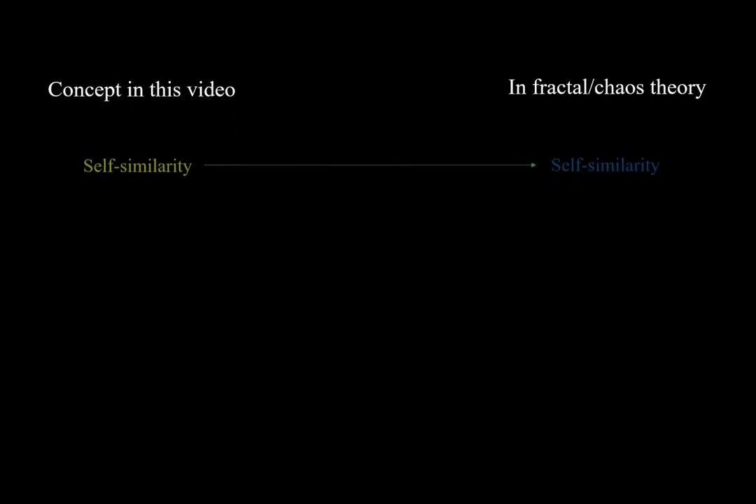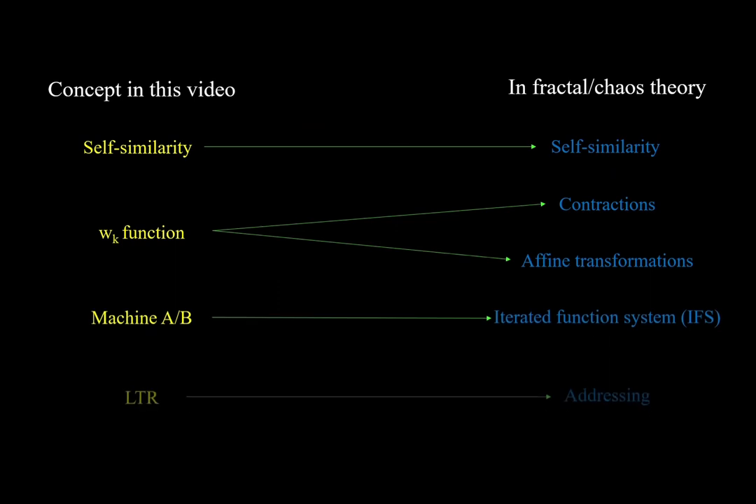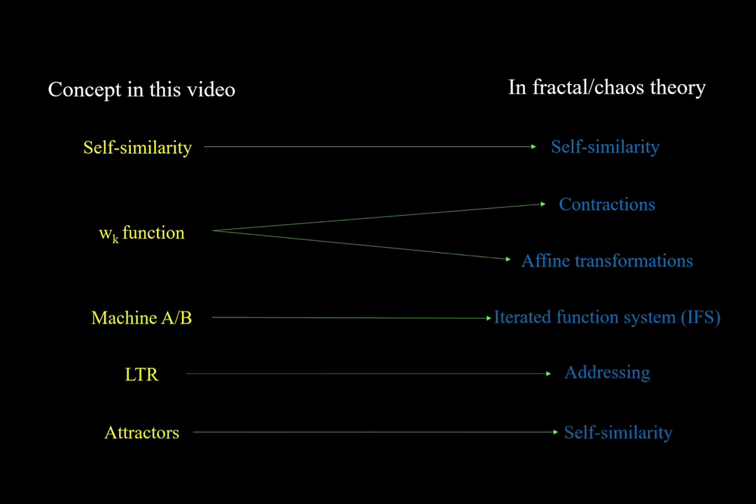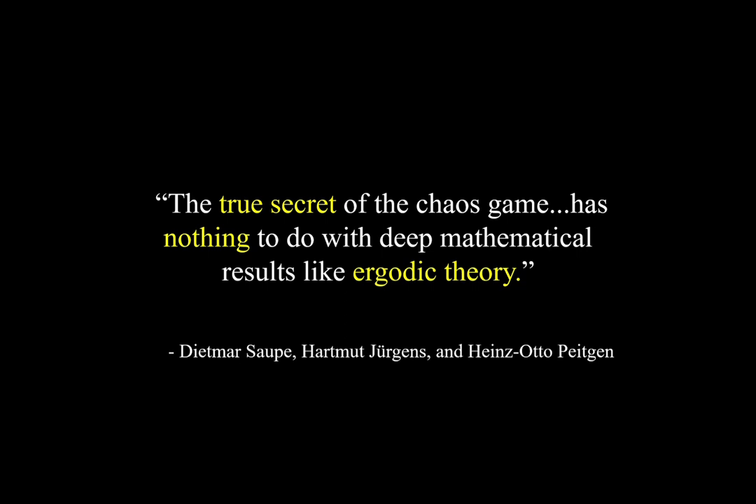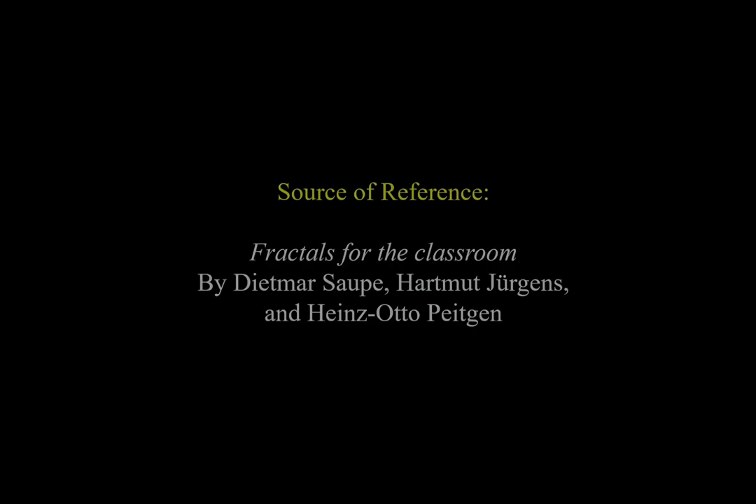It might seem like a simple proof, but a lot of the concepts mentioned in this video are actually things you might learn or come across when you first enter this field of math. In the words of the authors of the main source of reference for this video, the true secret of the chaos game has nothing to do with deep mathematical results like ergodic theory. However, let's not let a simple explanation discount how breathtakingly beautiful this unexpected result is. Let's not forget, this is order amongst chaos, and I think that there is something worth being in awe about that.